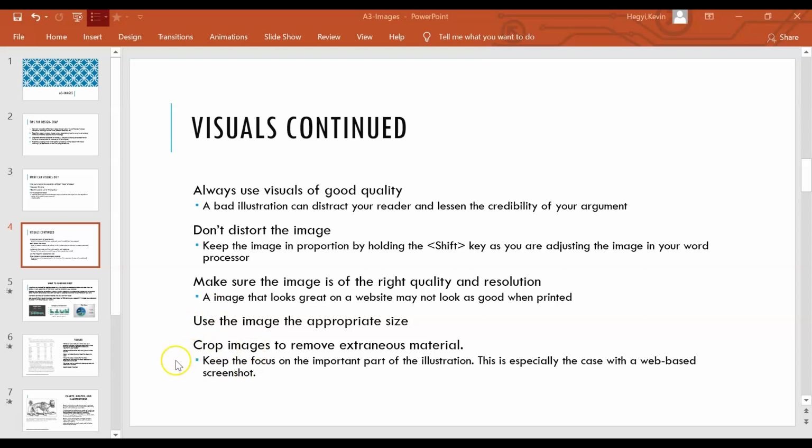And then make sure that if you are screenshotting things, you've got to crop them to make sure that you're just getting the information that you need. I don't want to see your web browsers or things like that. It's got to be professional and polished and implemented correctly.